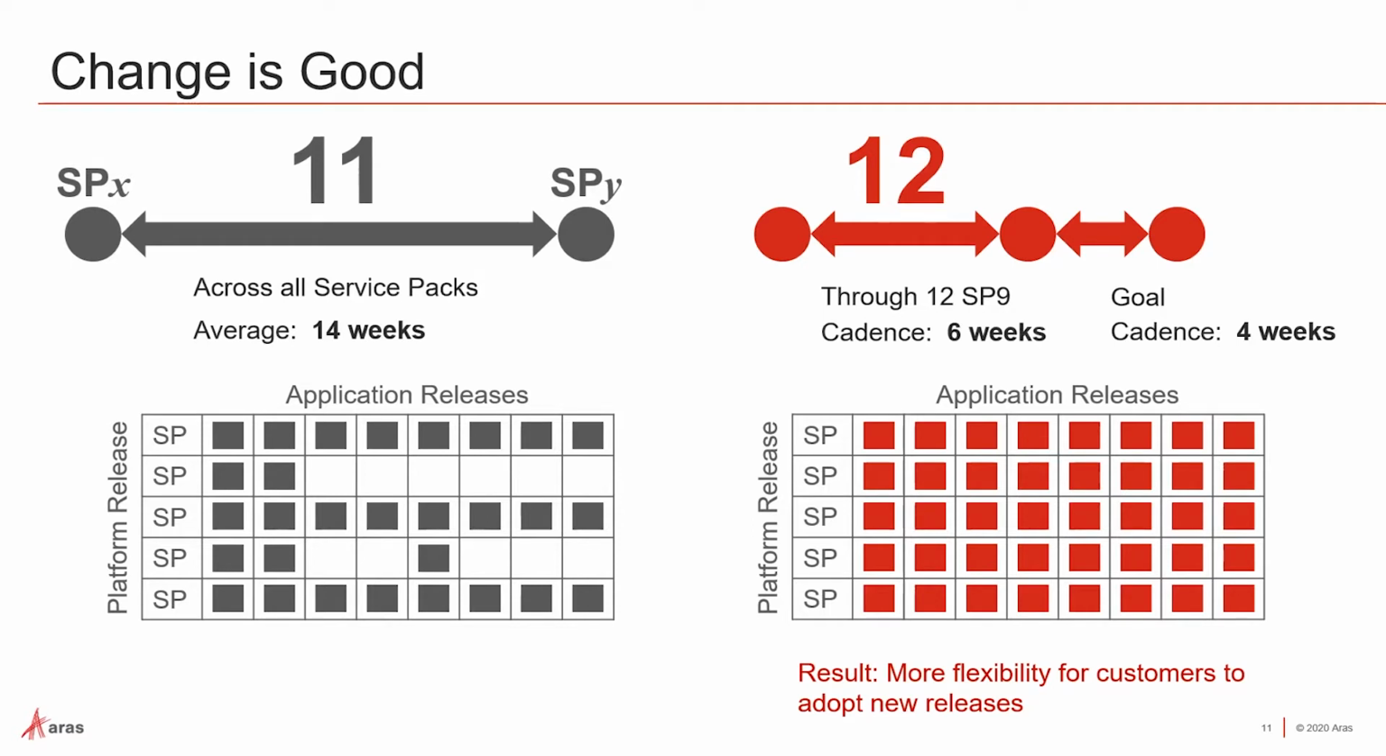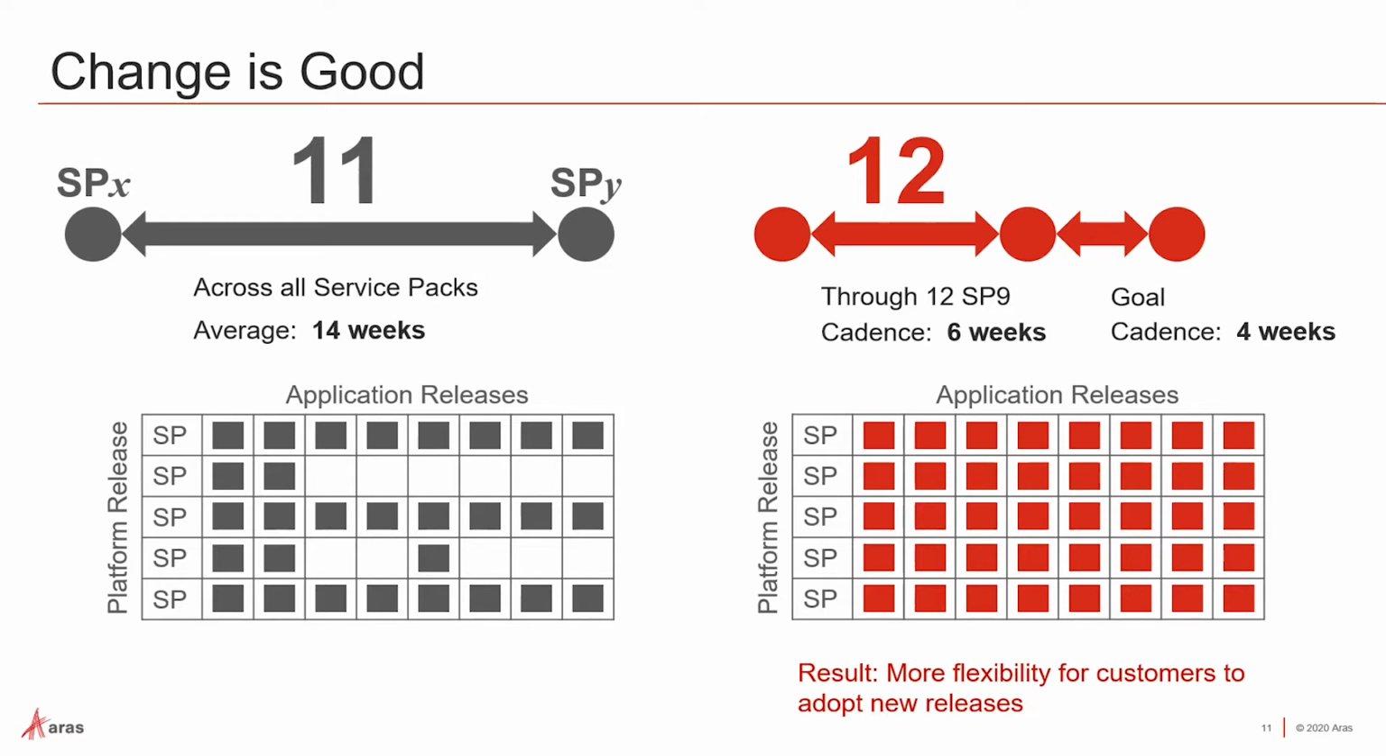The result of these two factors, the faster cadence and the full matrix, is much more flexibility for customers to adopt new releases when they want. We don't expect any given customer to take every service pack, but the fact that they're coming more quickly means you can move up to a new release at any time, and you don't have to worry about which release is necessary to support your applications.